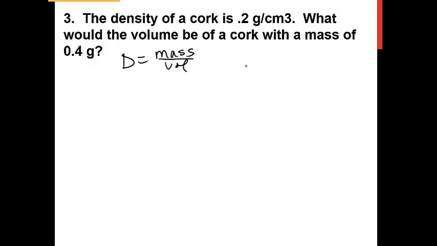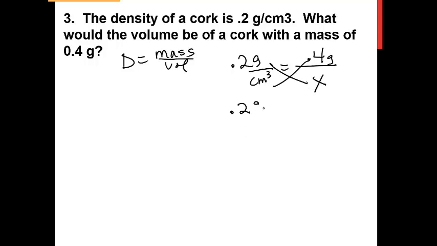You plug in the numbers and then you chug out an answer with your calculator. We know the density is 0.2 grams per centimeter cubed, and that is equal to the mass, 0.4 grams, only now our unknown is the volume. That's where I'm going to put my x. So to calculate for x, to calculate for my volume, I want to cross multiply. So I have 0.2 grams per centimeter cubed times my x, and that's equal to 0.4 grams.